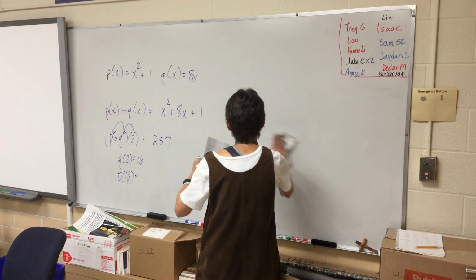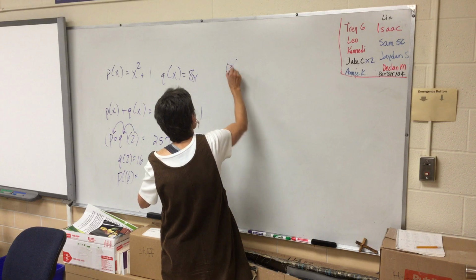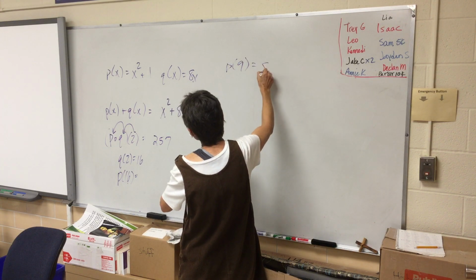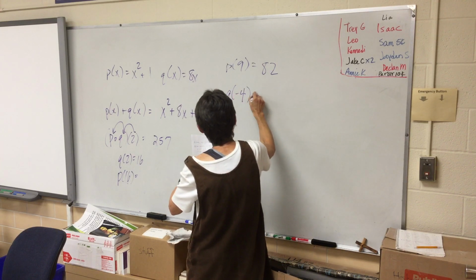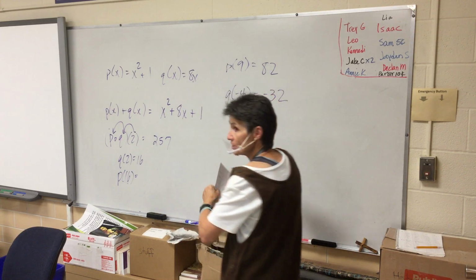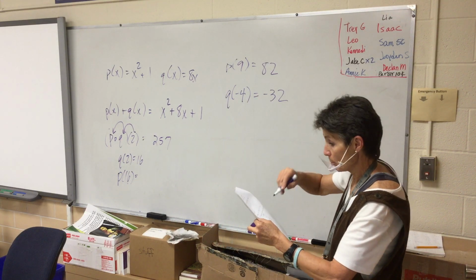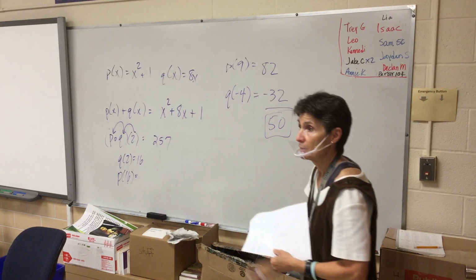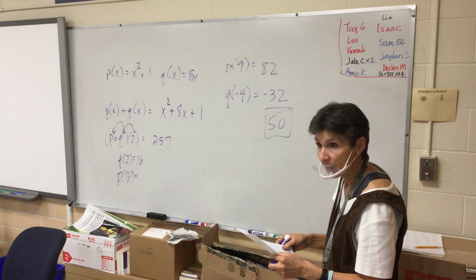What about the next one? All right, so we're going to put 9 into P, so that'll be 82. And negative 4 into Q, so negative 32. And then the problem says add them together, so I guess the answer is 50. That's easy enough, right?